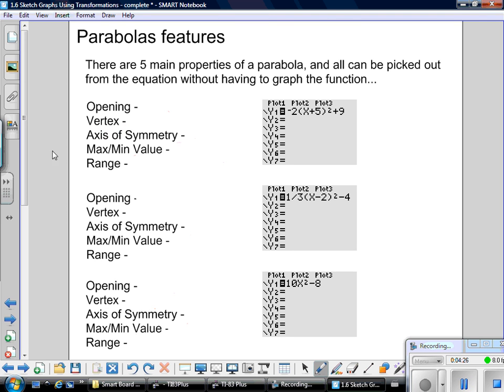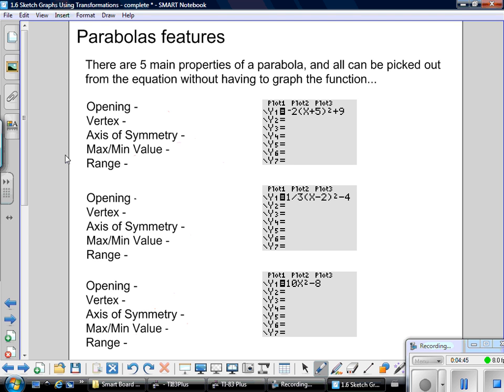In other words, if I folded the parabola in half, it's the same on both sides. Whether it has a maximum value or a minimum value. Remember, a maximum value means that the parabola is opening down, you can't go any higher. Minimum value means I can't go any lower, so that means the parabola opens up. And also I can tell the range.